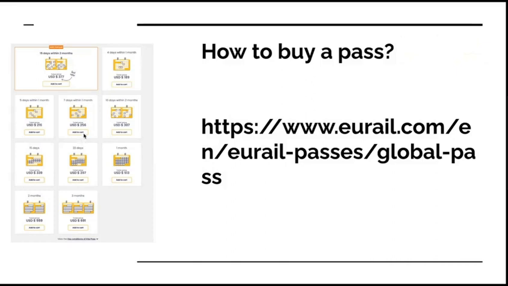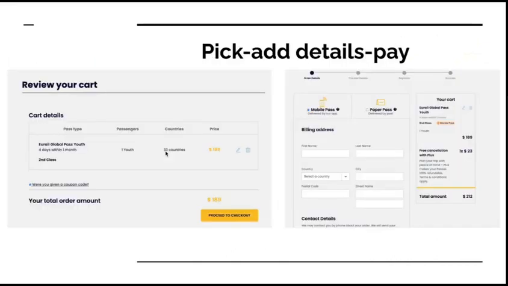Then when you click add to cart, you will see this page, and then you can change from second class to first class, which will be better seats, and it's going to be, of course, a little bit more expensive. And then you can also choose the type of passenger. So youth is up to 26 years old, and then if you are older, then you will have to switch to adult, and that's going to be a little bit more expensive. And then you click on proceed to checkout.